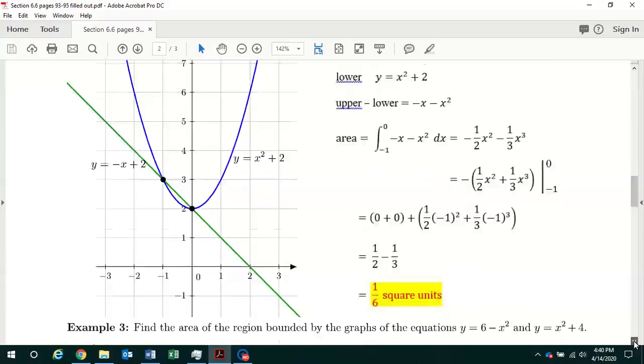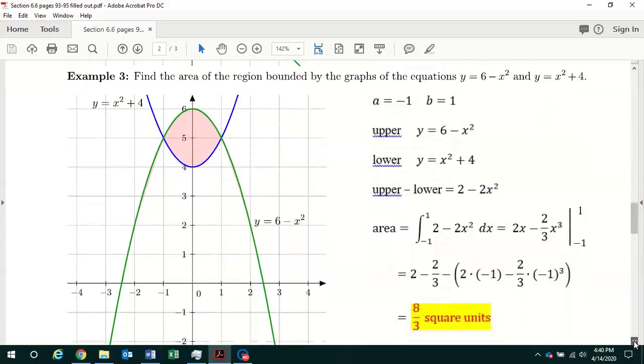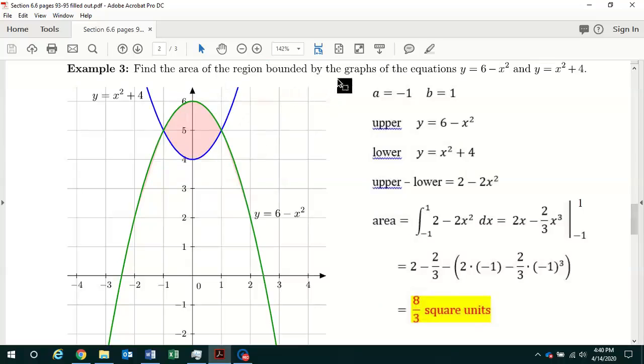All right, class, now let's take a look at example 3 down below. We're going to find the area of the region bounded by the graphs of the equations y equals 6 minus x squared and y equals x squared plus 4. The graph of each of these equations is a parabola. The parabola in blue is the equation y equals x squared plus 4, and the parabola in green is the equation y equals 6 minus x squared. We have to find the size of this area in pink sandwiched between the two parabolas.